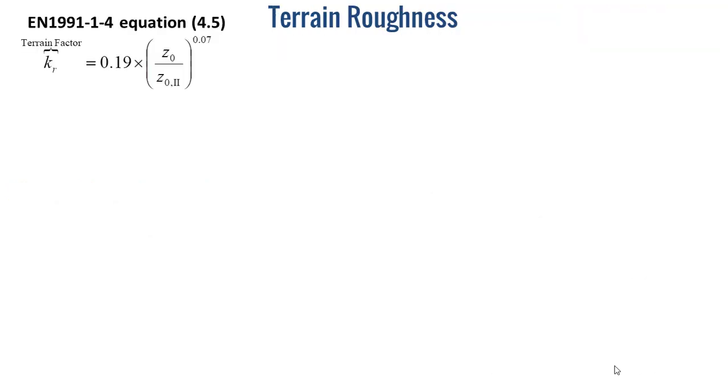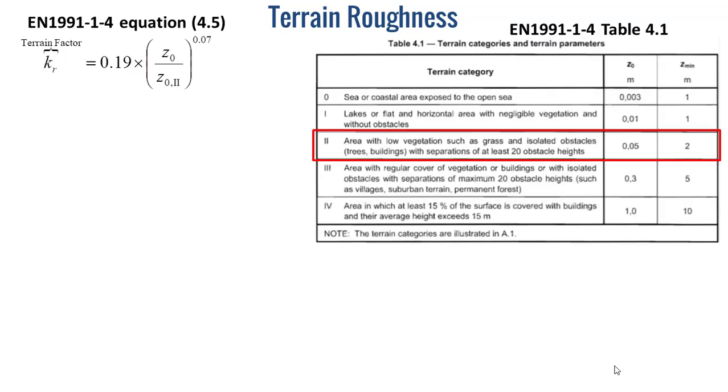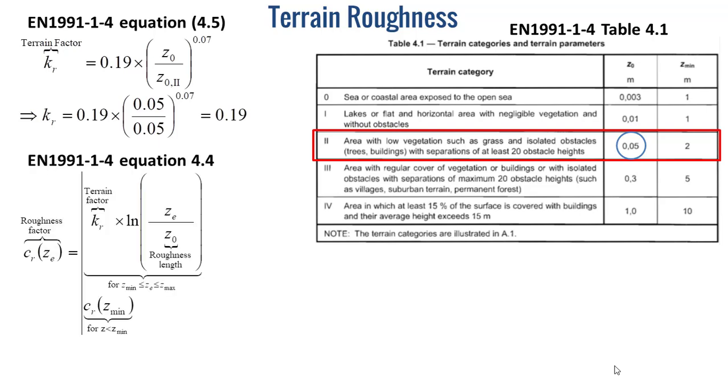Now for the terrain roughness, we start by determining a certain terrain factor denoted by Kr using the formula that you see now. And in our case, we have a terrain category number 2, so Z0 will be equal to 0.05. And if we apply numerically this formula, we obtain the value of the terrain factor Kr as 0.19.